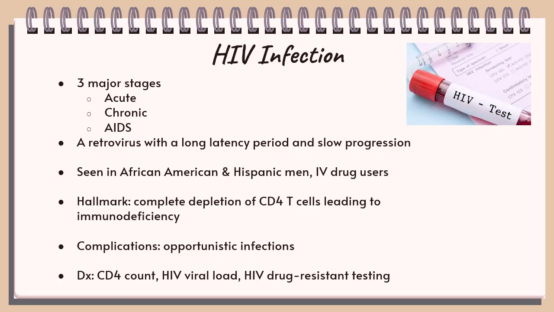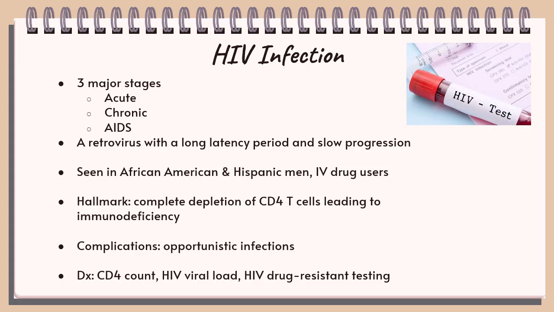HIV is notorious for completely depleting the CD4 cells, your T cells that fight off infection, right? So they become severely immunocompromised as the HIV progresses. Complications are going to be any opportunistic infections that can make their way into the body.